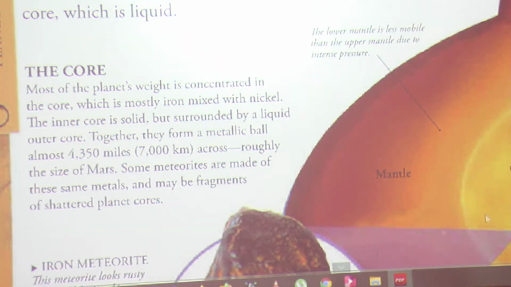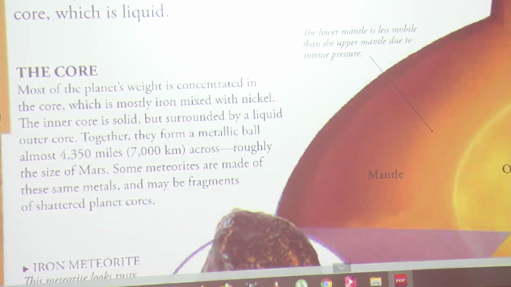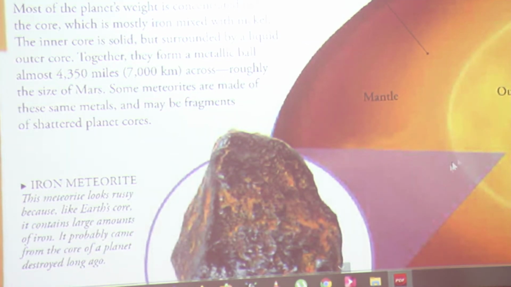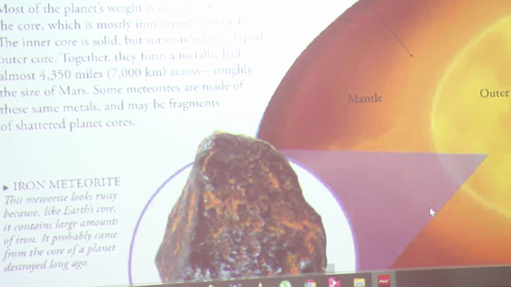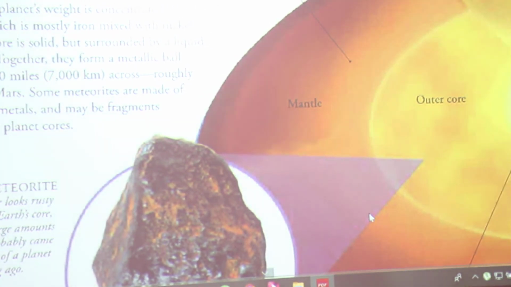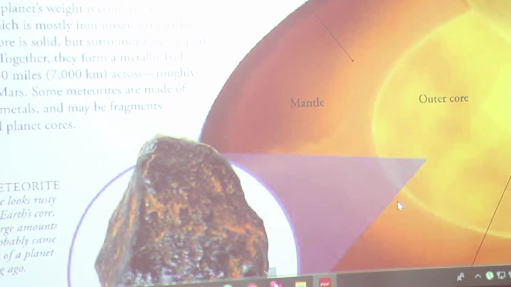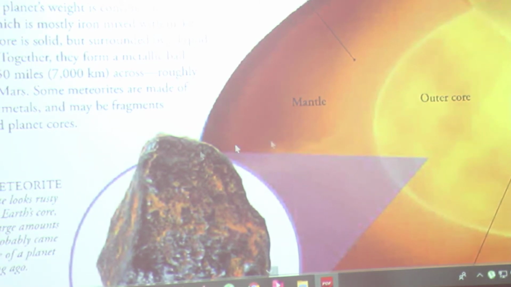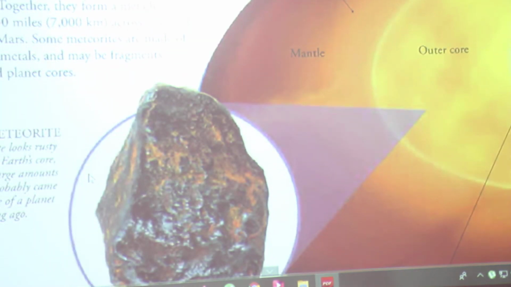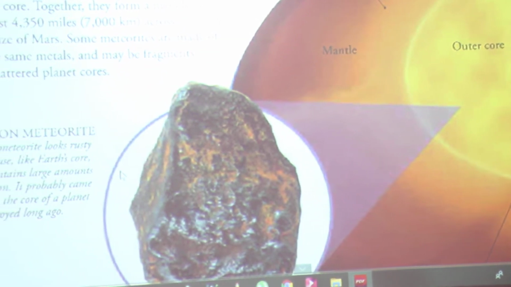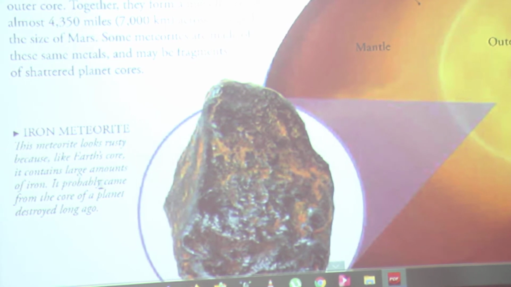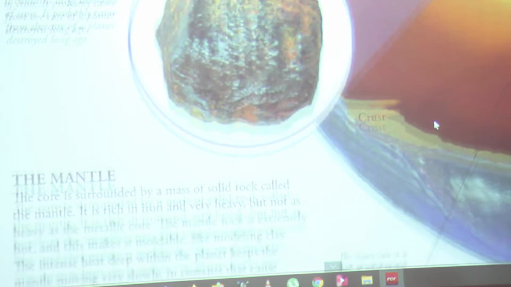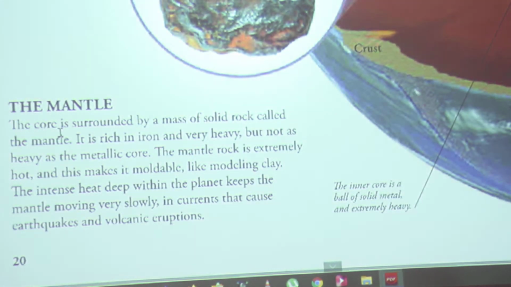Now, as you can see here, it's the outer core, and right there you would see the inner core. I will just make it more clear for you. Outer core, inner core. This is mantle, outer core, inner core. Iron meteorite, as you can see here, and also the mantle.